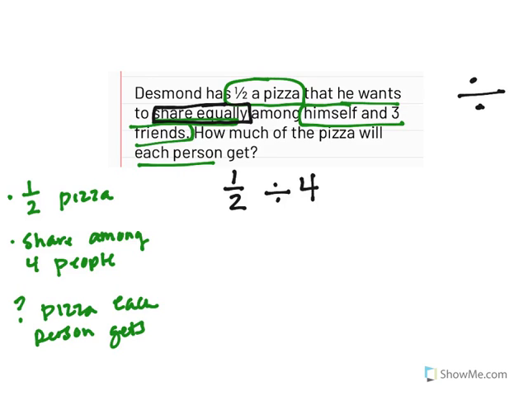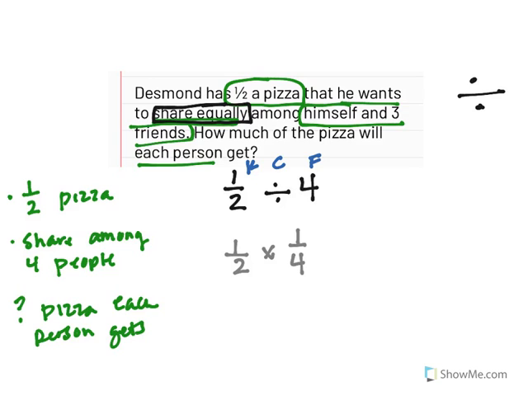So we have fraction division here. I remember that when we have to divide fractions, we need to use the multiplicative inverse. And we can get that by following the steps of keep, flip, change. So when we use keep, flip, change, we're going to keep the first number the same, 1/2. We're going to change the operation to the inverse, multiplication. And then we're going to flip the second value to its reciprocal. The reciprocal of 4 is 1/4.